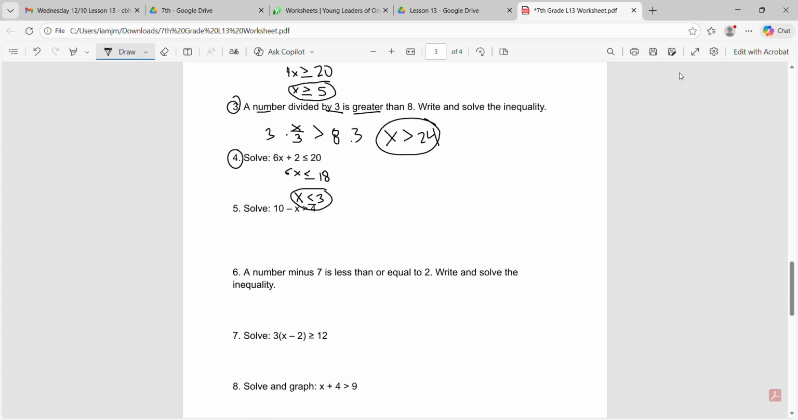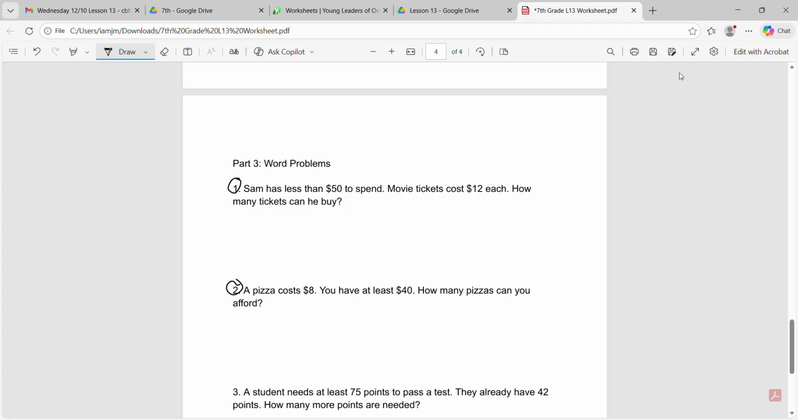Nice job. Next, part 3. Word problems. Sam has less than $50 to spend. Movie tickets cost $12 each. How many tickets can he buy? So movie tickets cost $12 each. However, he has less than $50. So how many can he buy?